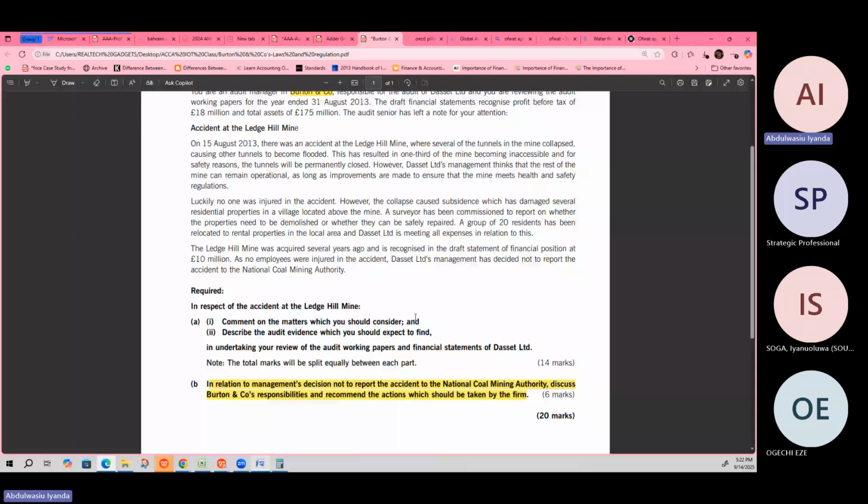Is it affecting the locals as well? Let me just highlight this one because we don't know. The mine was acquired several years ago and is recognized in the draft at 10 million. As no employee was injured in the incident, the company has decided not to report. Okay, I think my brain is working now.